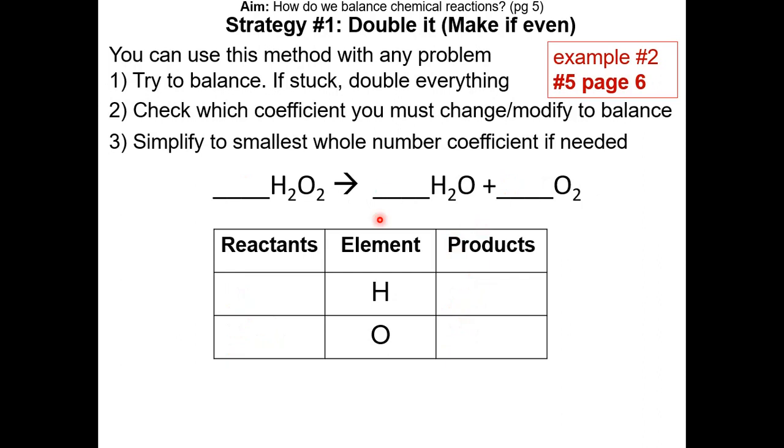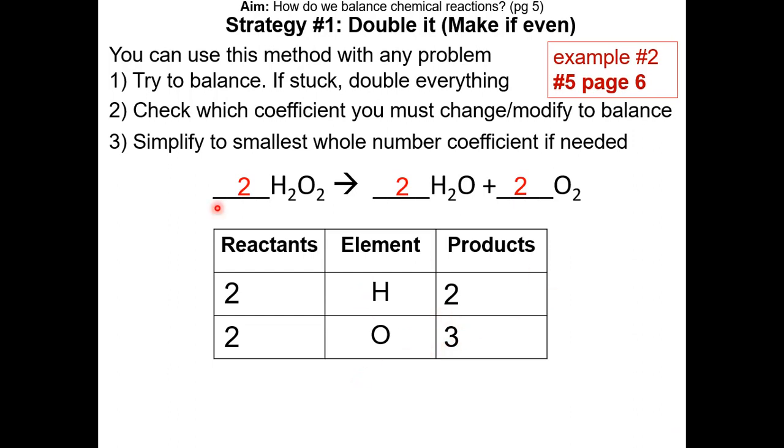Let's look at one more example before we move on to strategy number 2. This is number 5 on page 6. Usually some people will have some difficulties with this question, but by using strategy number 1, it will make it a lot easier. So step 1, try to balance it. Same as before, people will get stuck at this point because they either have a prime number or odd number to deal with. So let's double all the coefficients. It will turn any odd number on the table to an even number.